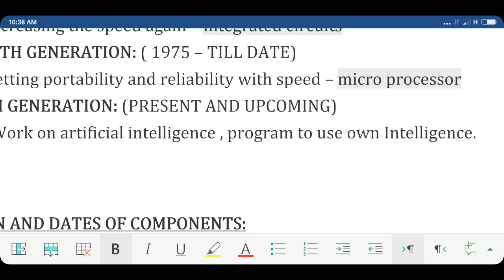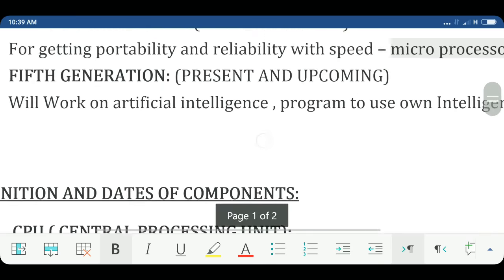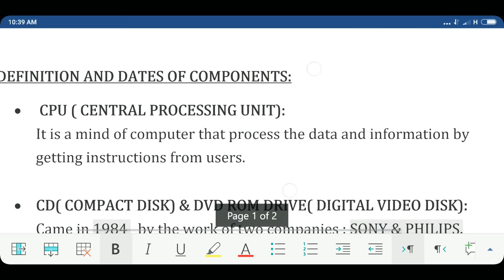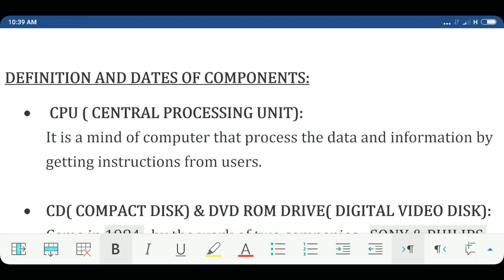Now the second topic of today's discussion is definitions and dates of components. The first definition is about the CPU, Central Processing Unit. The CPU is called the mind of the computer that processes data and information by getting instructions from users. A computer is a device that is unable to do anything without being given instructions. So it is the mind which processes the data and information by getting instructions from the user. The full form of CPU is central processing unit.